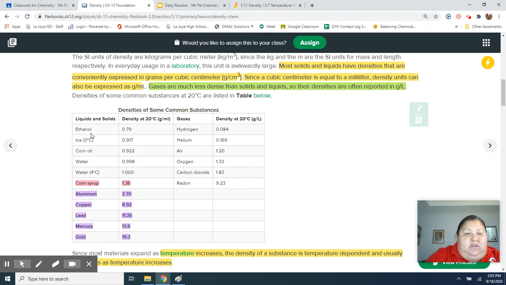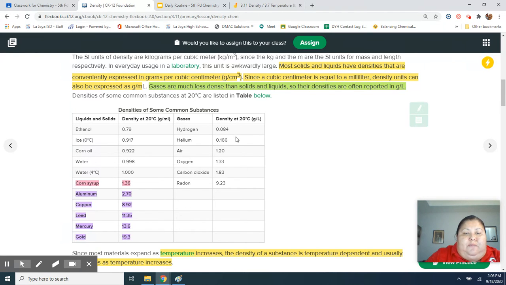If you look here, ethanol, ice, and corn oil, all three of these will float. Now, the question is why? Well, water is 1 gram per milliliter, so anything that has a density less than 1 will float. So ethanol, ice, and corn oil will definitely float if you're ever mixing them with water. On the other hand, if your density is larger than 1, then you will have a tendency to sink if that substance is put into water.